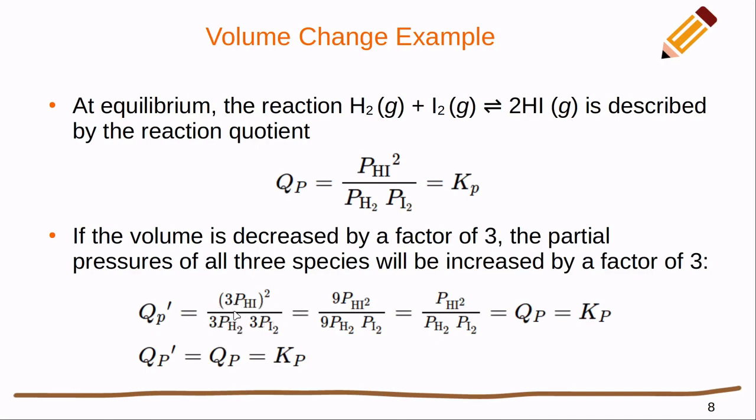In that case, I plug that in here. All right. I get 3 times 3 is 9. I get 3 squared, that's 9. And they cancel each other out. And I still wind up with the exact same QP expression that I started off with. Okay. There was no change in the reaction quotient in this case.